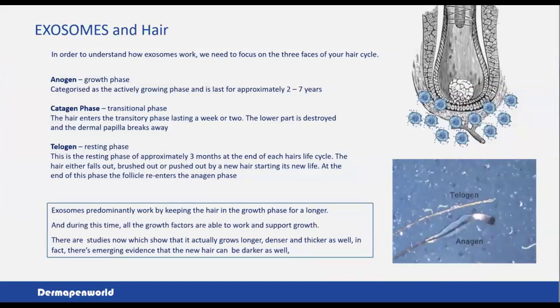In order to understand again how the exosomes work, we need to understand the growth phases of hair. When we've got the papilla, as we all know, skin goes through mitosis, so does hair. It goes through the mitosis process at the base of the papilla. We need to keep this hair in anagen, the continuing growth phase, as long as humanly possible. What exosomes do is keep the hair in that growth phase. That means the growth factors are then able to work and sustain the hair's growth.